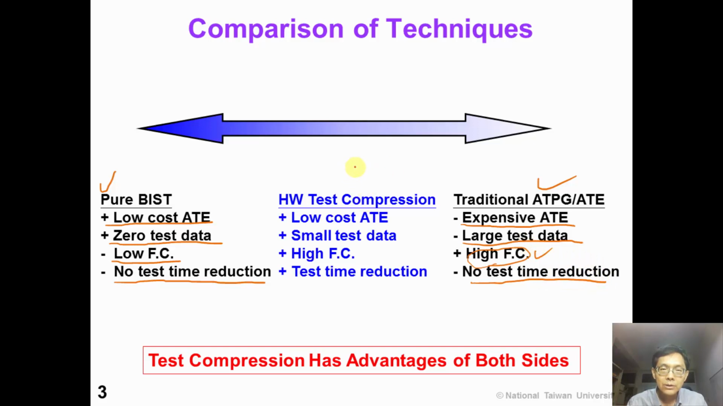So now we have a solution in the middle where we have on-chip DFT for hardware test compression. This solution has all the advantages, including low-cost ATE, small test data volume, high fault coverage, and it can also reduce our test time. So, hardware test compression has the advantages of both BIST and traditional ATE techniques. So it is now a very popular technique in modern IC design.